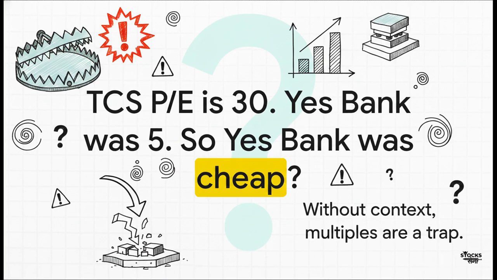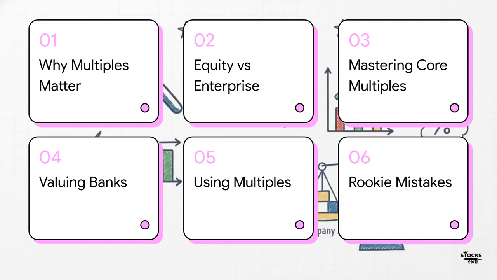Multiples do not directly tell you if a stock is cheap or expensive. A PE of 5 could definitely mean it's a bargain, sure, but it could also mean the company's earnings are literally about to collapse. Without context, multiples are a massive trap. So today we are building your ultimate investor's toolkit.